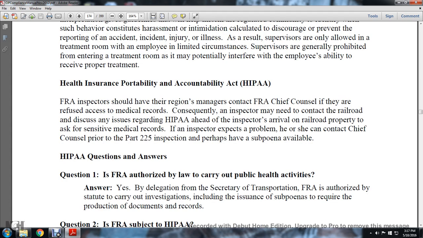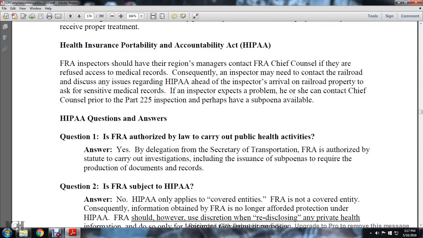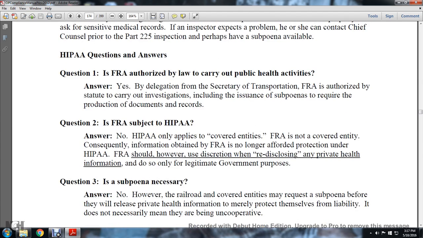HIPAA, the Health Insurance Portability and Accountability Act. The FRA inspector should have regional managers contact the FRA chief counsel if they are refused access to medical records. Consequently, the inspector may need to contact the railroad and discuss any issue regarding the Health Insurance Portability and Accountability Act ahead of the inspector's arrival on railroad property to ask for sensitive medical records. If the inspector expects a problem, he or she can contact the chief counsel, the Part 225 inspector, and perhaps a subpoena is available. HIPAA questions and answers.